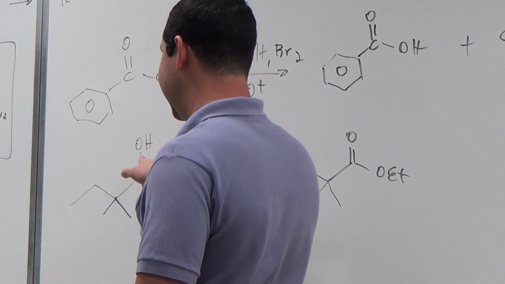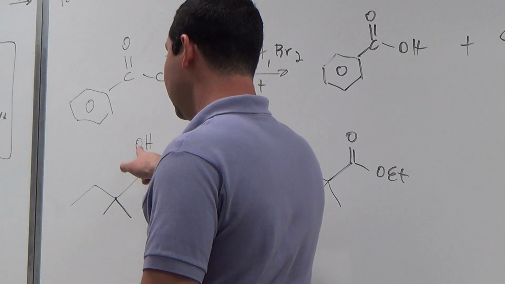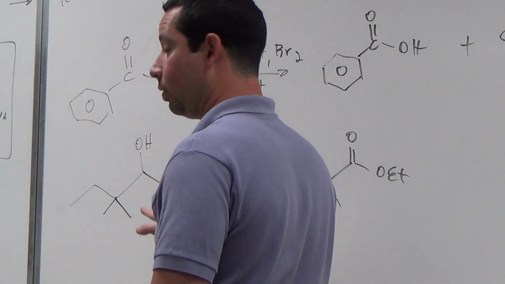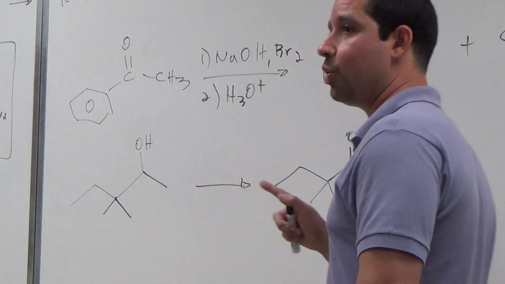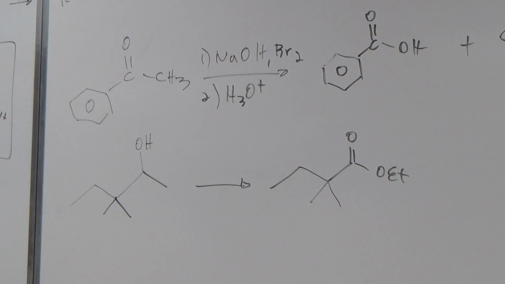So if I oxidize this alcohol to a carbonyl, this will be a ketone. And we know that we can lose a carbon from a methyl ketone. If we lose that carbon from a methyl ketone, what does it give us? A carboxylic acid. And can we convert a carboxylic acid to an ester after that? Yes. Okay, you try to do it.